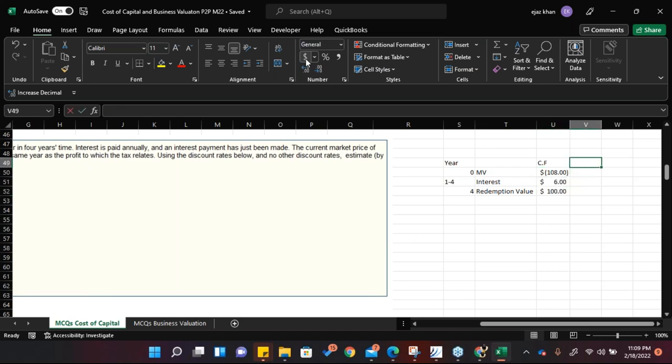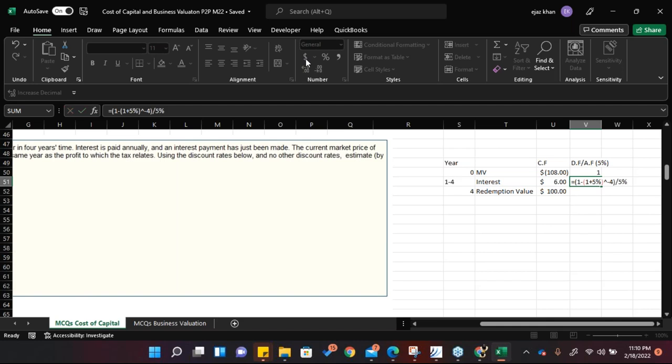So let me assume a discount rate of say 5%. Let's take 5% as our first discount rate. So in year one, it should be one. For year zero, it should be one. And since this is an annuity of 4 years, we have to calculate annuity factor, 1 - (1 + 5%) raised to the power -4, divided by 5%. That's the annuity factor.